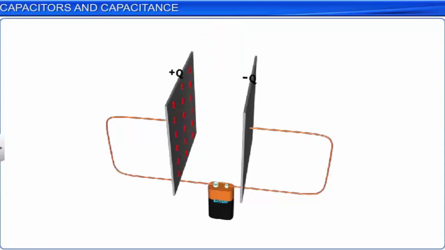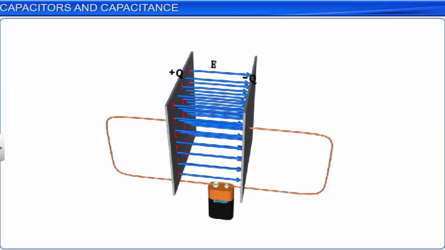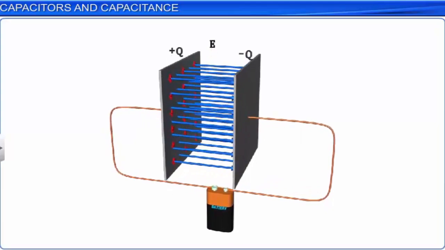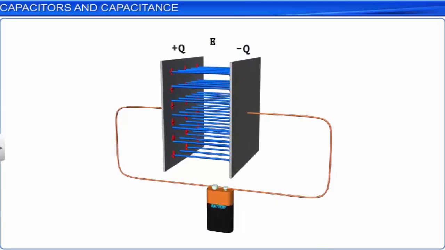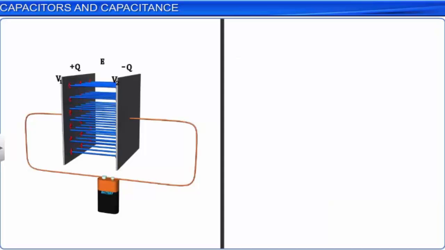And because the plates are charged, an electric field of strength E exists between the plates. The potential due to the plate having excess positive charge plus Q on it is V1. The potential due to the plate having excess negative charge minus Q on it is V2. The positively charged plate is at a higher potential than the negatively charged plate. Therefore, V1 is greater than V2. Hence, a potential difference exists between the two plates.